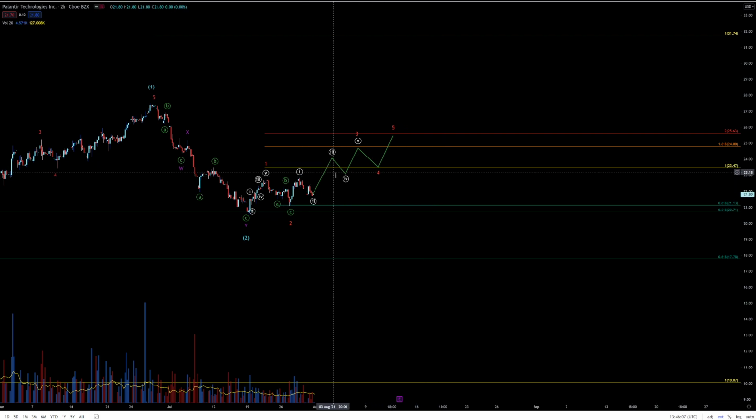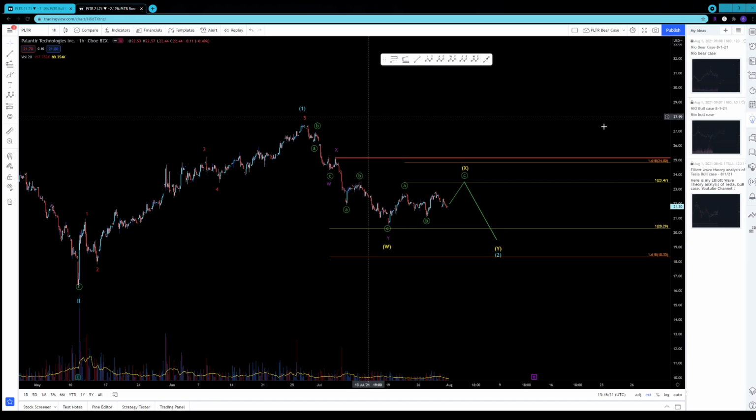So we are going to see some upside here on PLTR. If the bull case is correct, we should be seeing it right around $25 a share sometime in the near future. So that is the bull case. Let's take a look at the bear case.